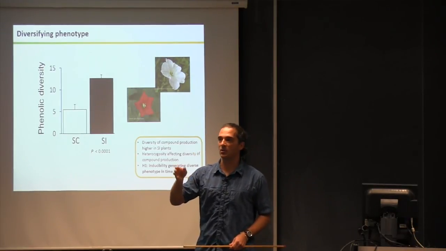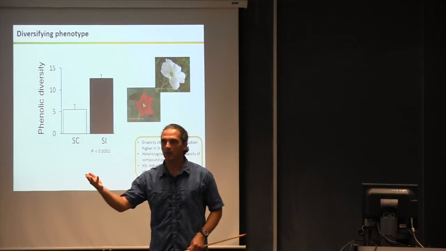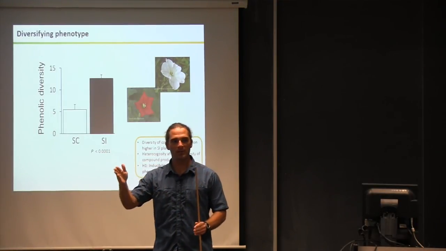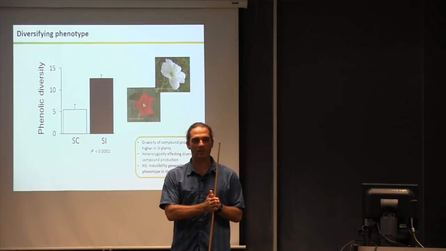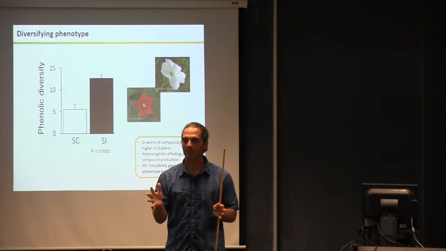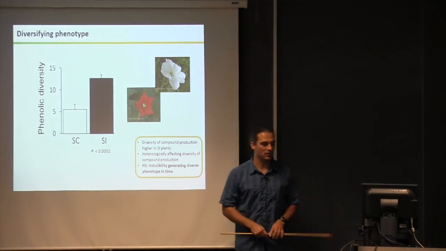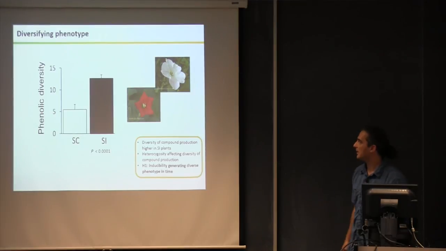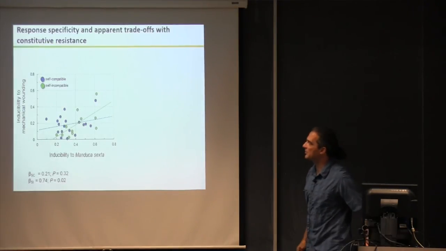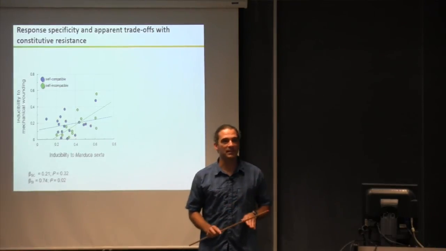Increased natural selection on self-compatible species for stronger inducibility, because the stronger inducibility allows the plant to change its phenotype in time, to diversify its phenotype in time. And that gives them the same advantage as the high diversity of compound production that the other species, the self-incompatible species, have. Another thing that's correlated with this is the specificity.